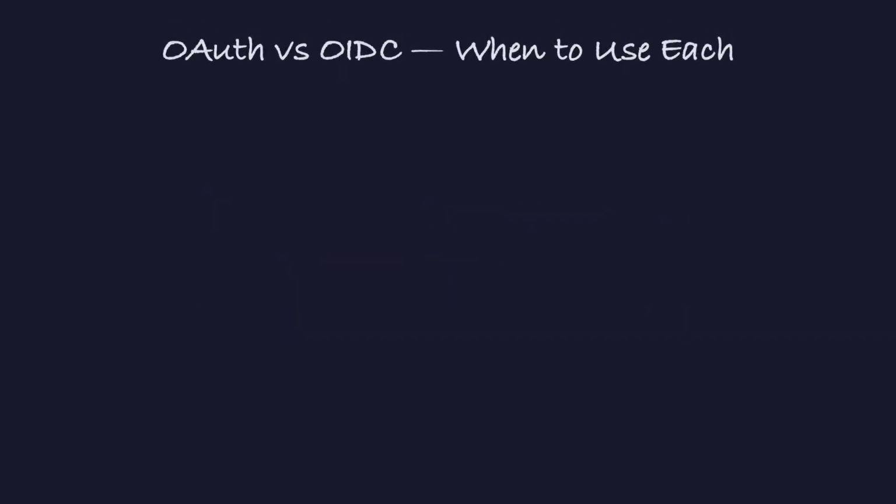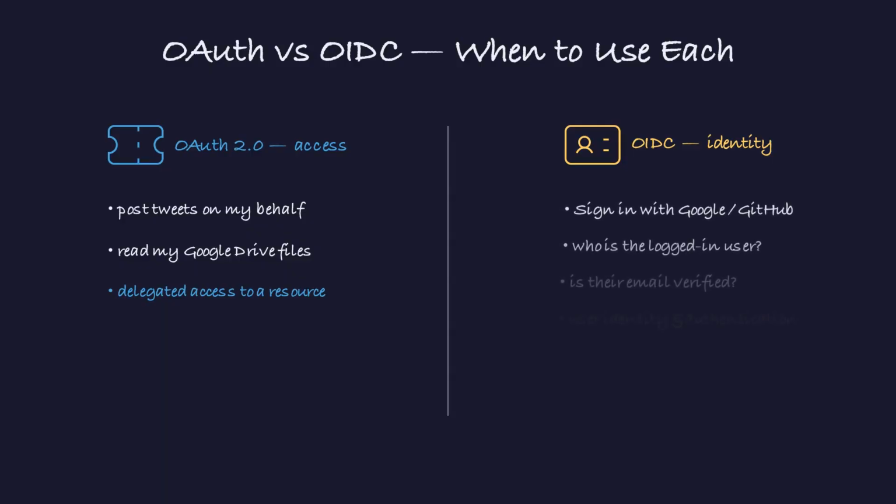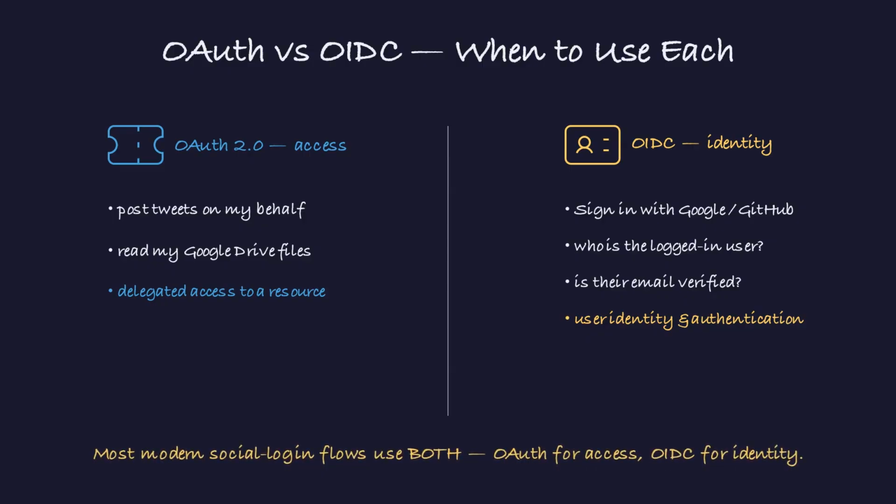So when do you use which? The rule of thumb is simple. Need delegated access to a resource, post tweets for me, read my Drive files? That's OAuth 2. Need user identity, sign in with Google, who's the logged-in user, is their email verified? That's OIDC. Most modern social login flows use both together. OAuth for access, OIDC for identity.